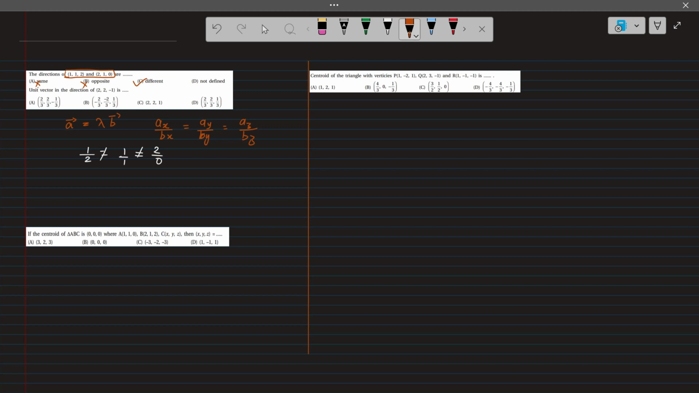How can we prove they have different directions? We can use the property cos theta equals a dot b upon the magnitude of a into b. a dot b will give us 2 plus 1 plus 0, upon root 6 into root 5. This is neither equal to 0 nor equal to 1, so angles 0 or 90 degrees get cancelled out. It is any angle except 0 and 90, so we can say they have different angles.